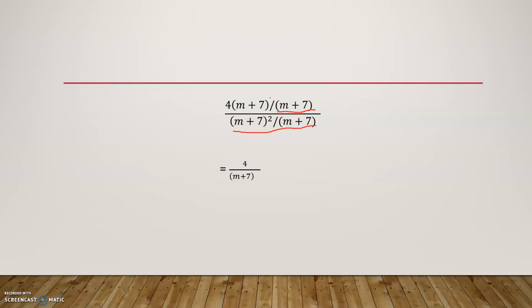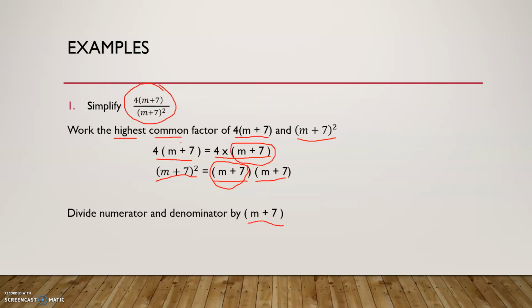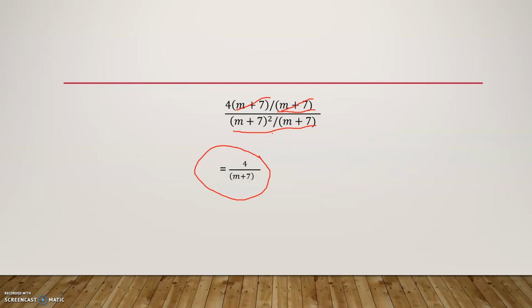So we can cancel this (m + 7) with this (m + 7). And if we cancel this (m + 7) with (m + 7) all squared, we are left with (m + 7). So we have 4 at the top and then (m + 7). So this is the simplest form of this fraction, and this is our answer. Now moving on to the next example.